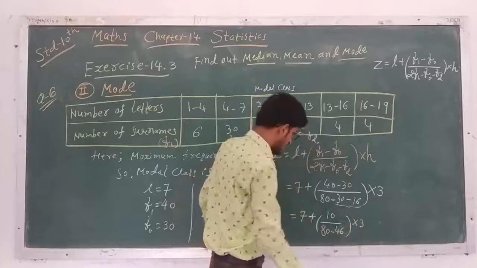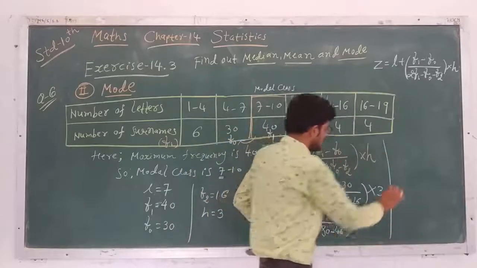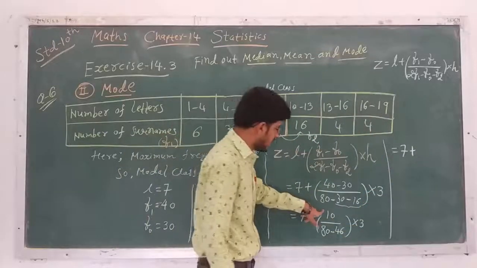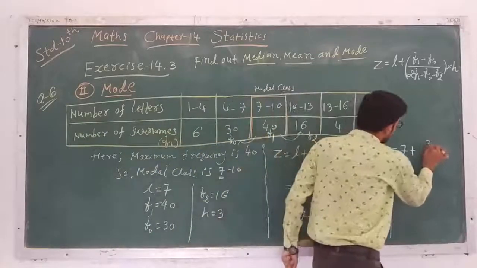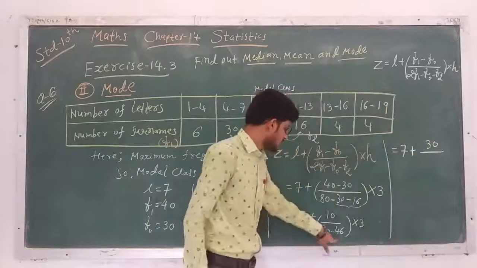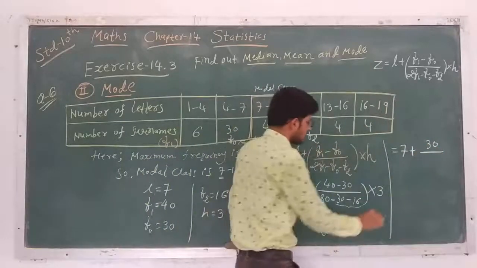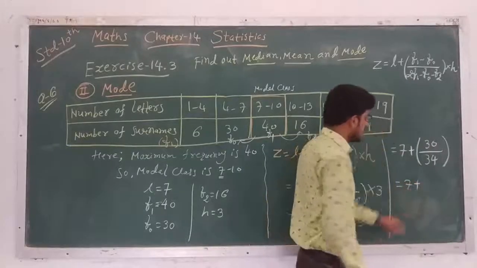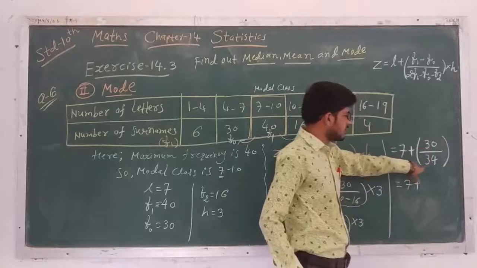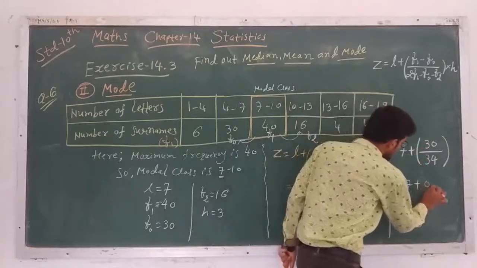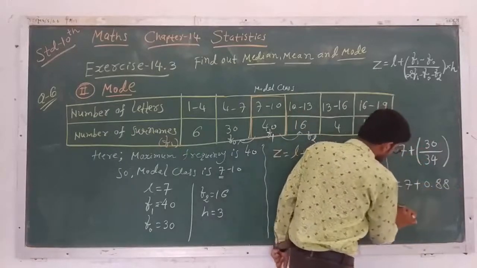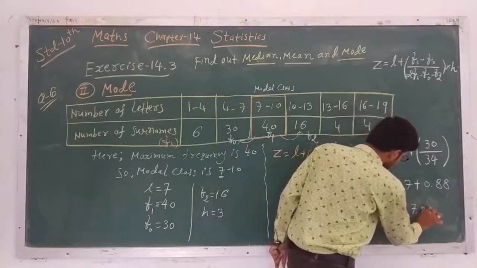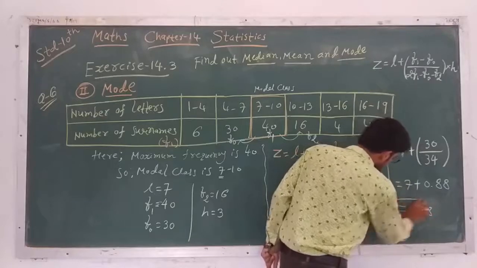Now simplify. It is equal to 7 plus 10 multiplied by 3 is 30, divided by 80 minus 46, so 34. Now we divide 30 by 34. The answer is 0.88. So the final answer is 7 plus 0.88, which is 7.88. So Z, the mode, is equal to 7.88.